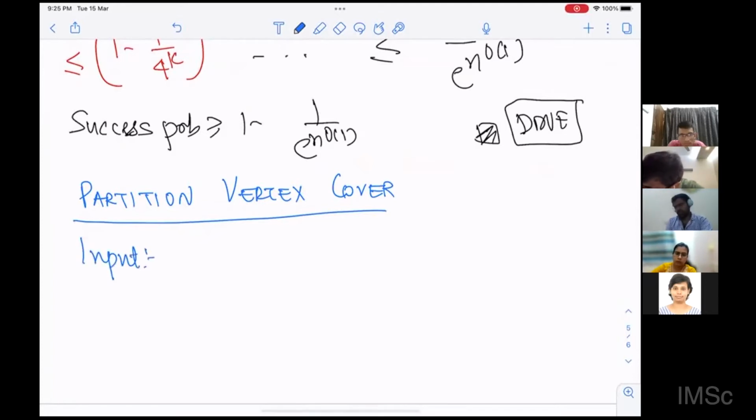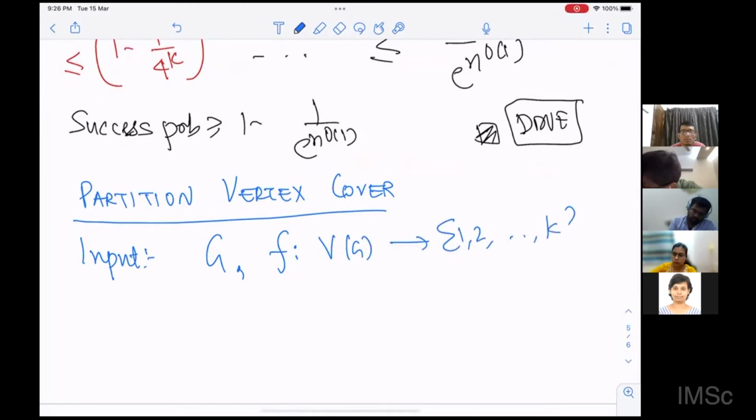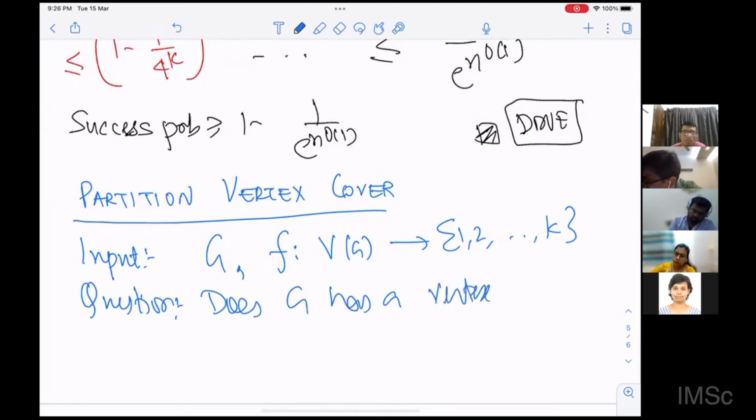Here is an input, which is a graph G. And there is a function, which I'm going to call color or partition, whatever you want to call it, a function from V to 1 through k. Okay. This is my function. And the question: does G have a vertex cover that contains exactly one vertex of each color?